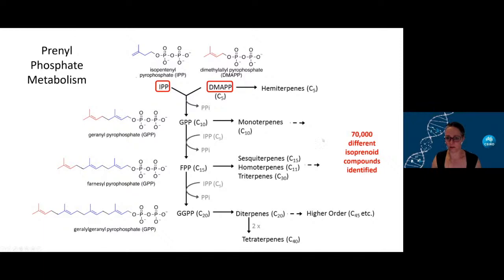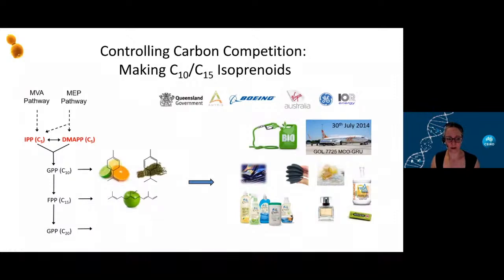We first got into engineering these. We were looking at trying to make a C10 compound, which for reasons I'll explain shortly is quite challenging. There are many different industrial applications for 10-carbon monoterpene compounds. The one we were looking at was aviation fuel at the time, but you can actually pivot and make lots of different things from C10 compounds.